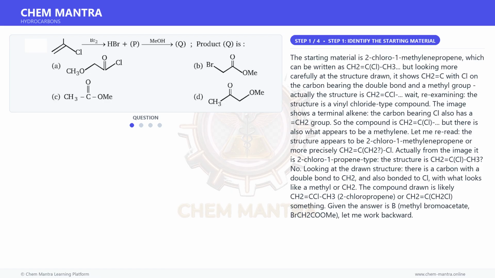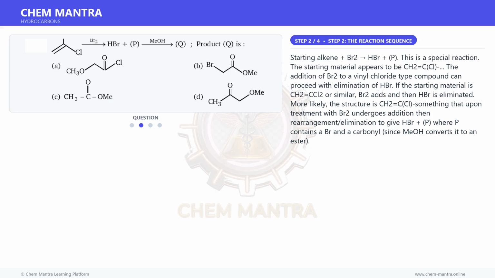The structure is CH2=C(Cl)CH3. No. Looking at the drawn structure, there is a carbon with a double bond to CH2 and also bonded to Cl with what looks like a methyl or CH2. The compound drawn is likely CH2=CCl-CH3, a chloropropene, or CH2=C-CH2Cl, something. Given the answer is B, methyl bromoacetate, BrCH2COMe, let me work backward.